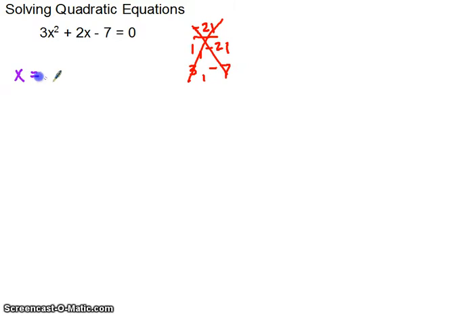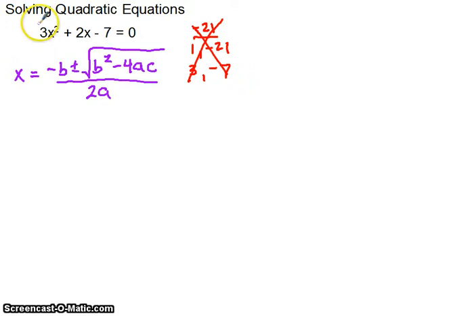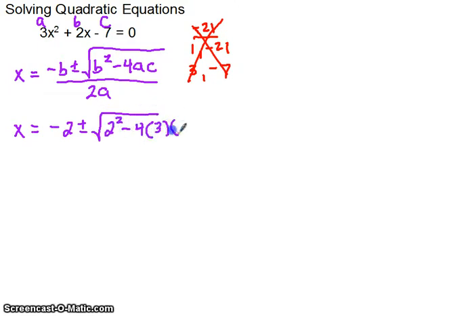So here is your quadratic formula. x equals negative b plus or minus the square root of b squared minus 4ac all over 2a. All right, so this is our a, the first one, the b is the middle one, and the c is the last one. And that negative goes with it, so it's negative 7 for c. So that's x equals negative 2 plus or minus the square root of 2 squared minus 4 times 3 times negative 7, all over 2 times 3.